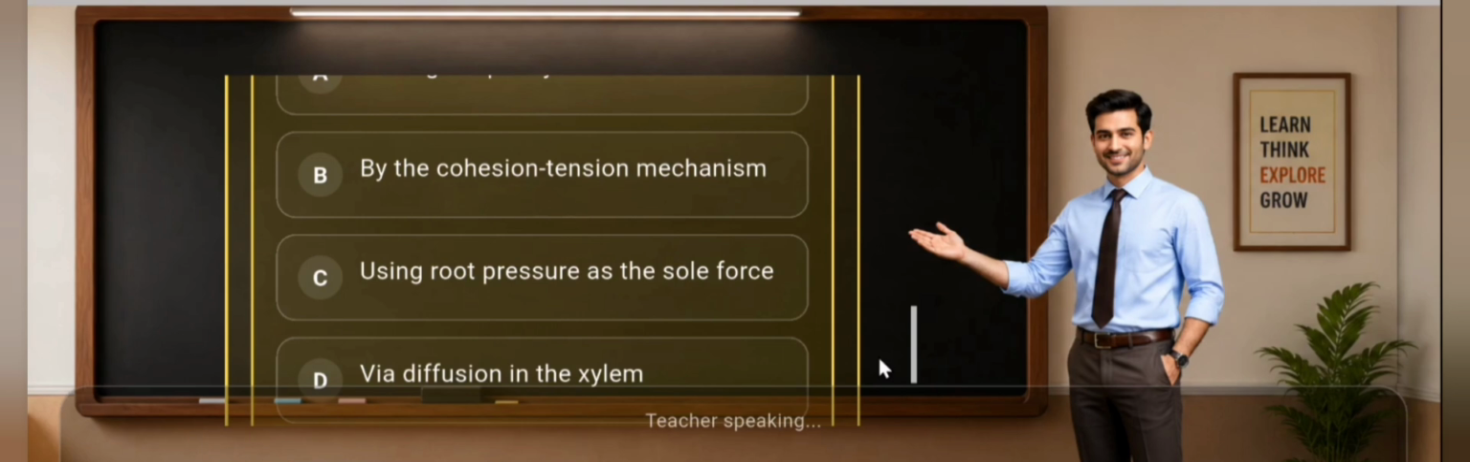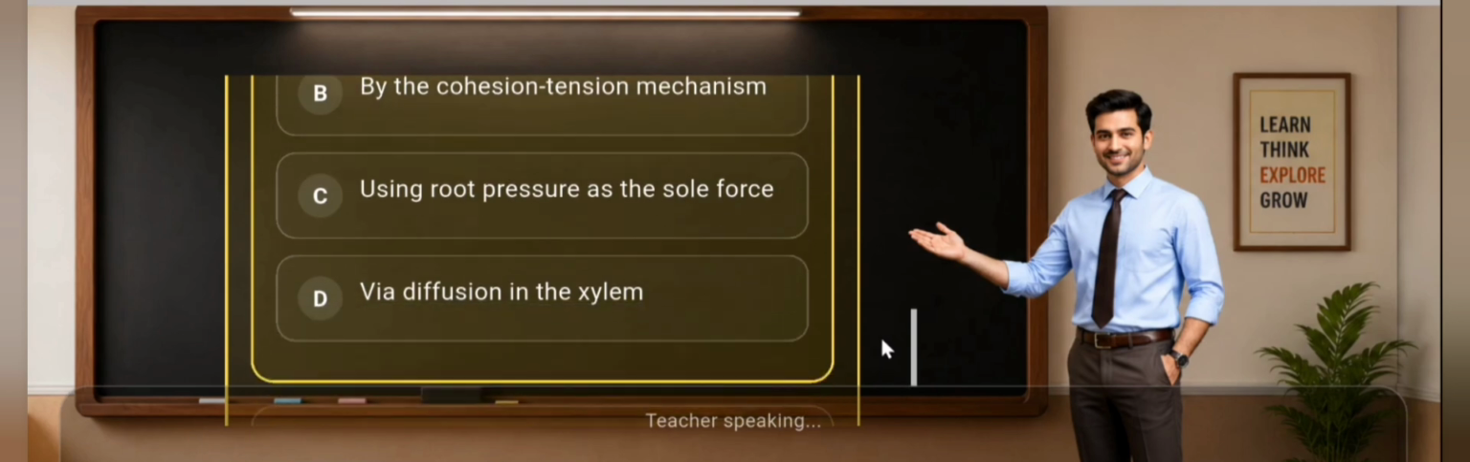The cohesion tension mechanism, driven by transpiration pull, creates a continuous tension that pulls water upward against gravity through the xylem vessels.